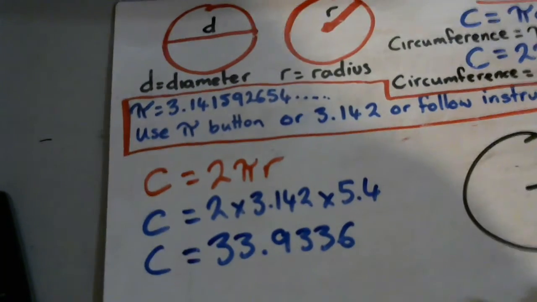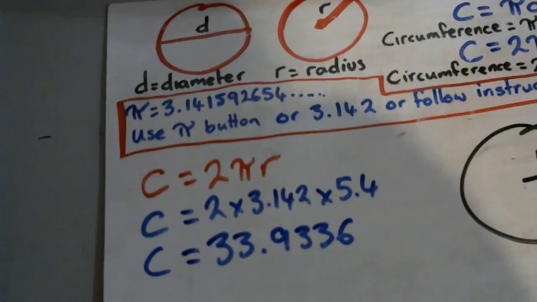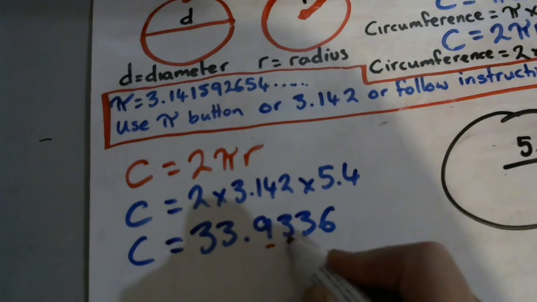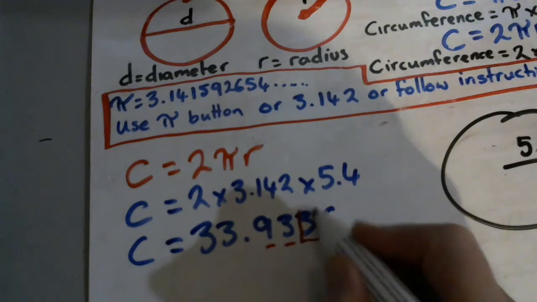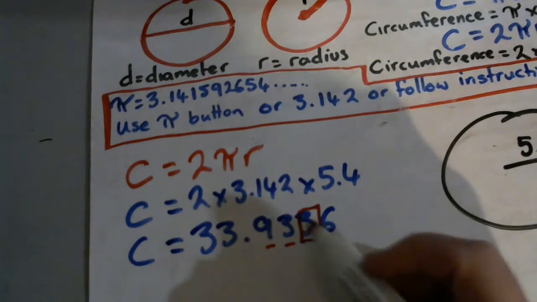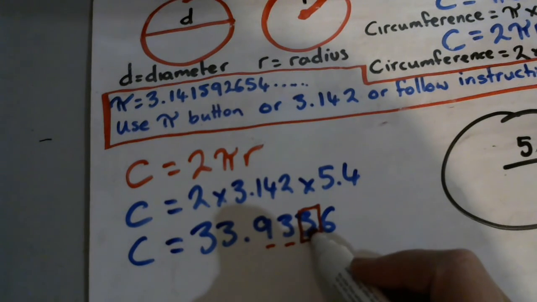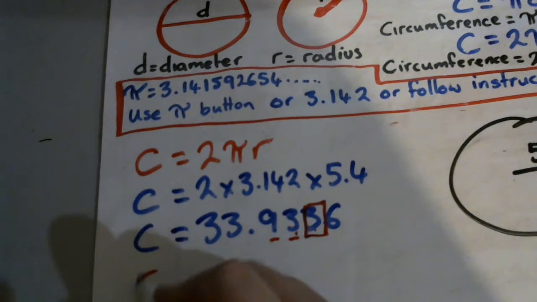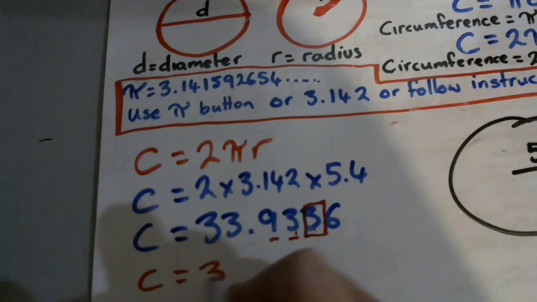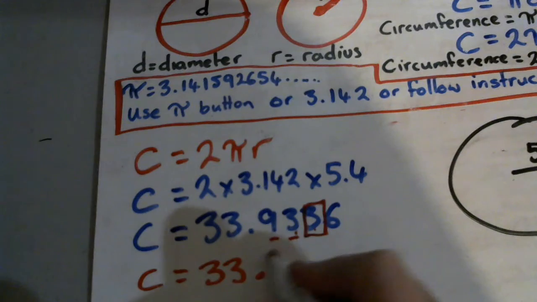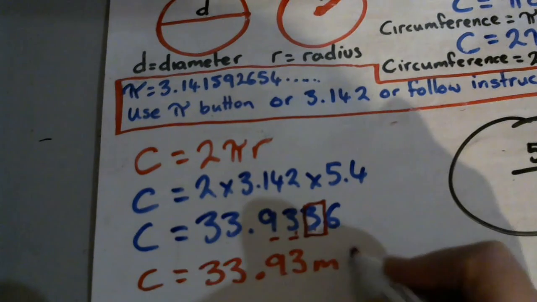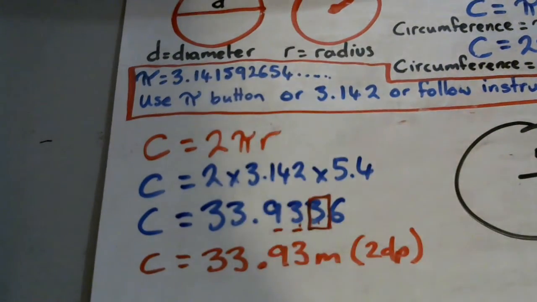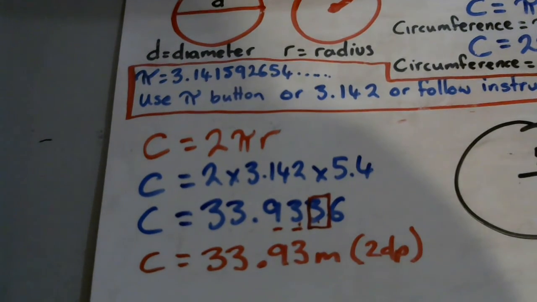33.9336. What were my instructions? To round to 2 decimal places. Here's the decimal point, 1 place, 2 places. Here's the number with the power. It's a 3, it's less than 5, which means this stays the same. So my answer, rounded to the instructions, is 33.93 meters, and it was rounded to 2 dp. And that's how you solve it. Thanks for listening, boys. I hope that was useful.